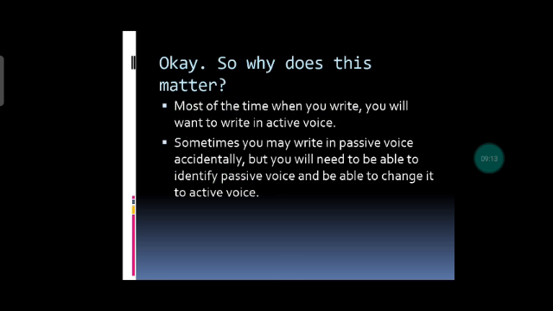Okay, so why does this matter? Most of the time when you write, you will want to write in active voice. Sometimes you may write in passive voice accidentally, but you will need to be able to identify passive voice and be able to change it to active voice.